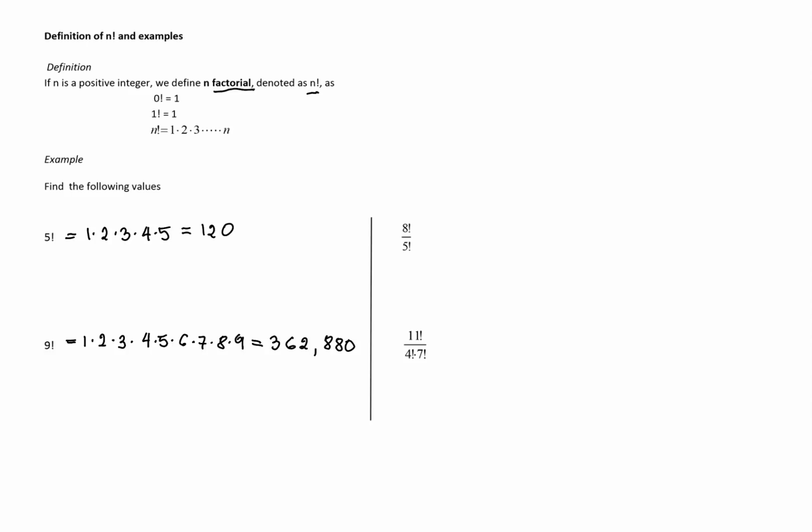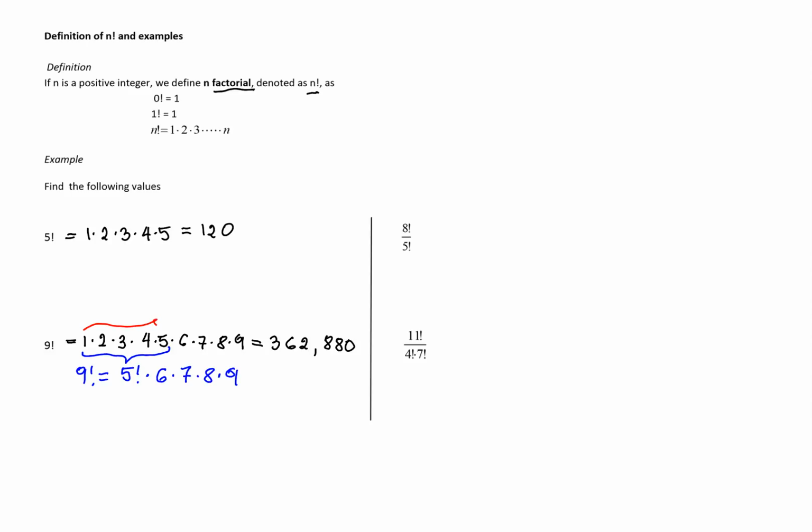If you look at this long product, you can notice that it contains the product of 1 times 2 times 3 times 4 times 5, for example, which is 5 factorial. So 9 factorial can be written as 5 factorial times the rest of the factors that will give me 9 factorial.